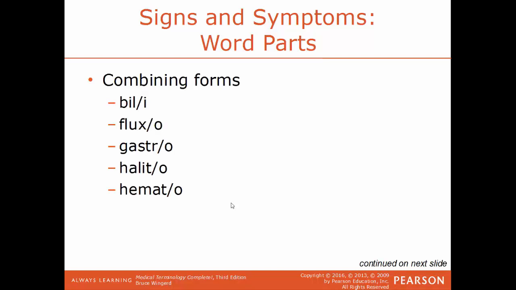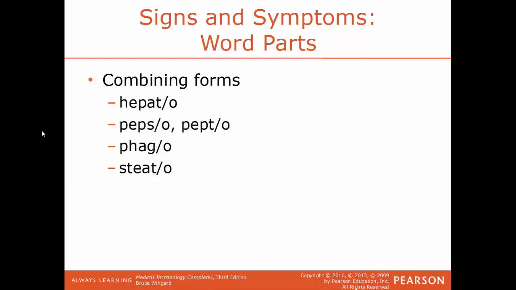Bili is a reference to the bile. Flux or fluxo, an excessive amount of discharge or an excessive amount of flow. Gastro is a reference to the stomach. Halato will be a reference to breath. Hemat or hemato is a reference to blood. Hepato is a reference to the liver.